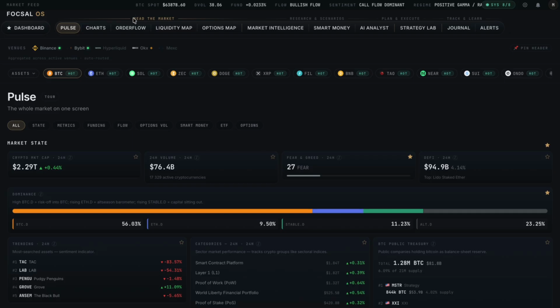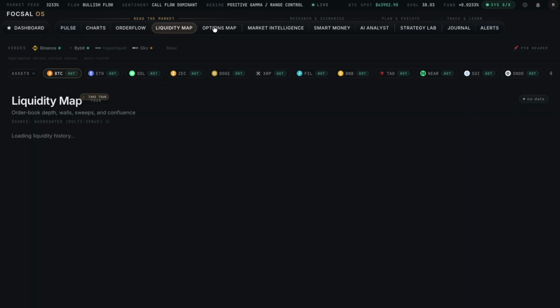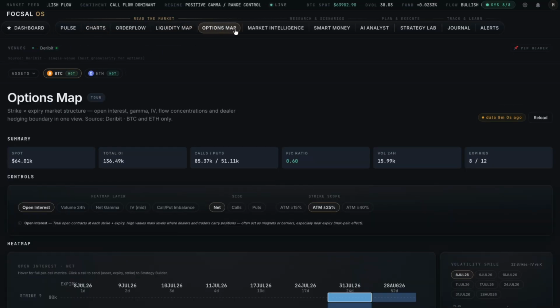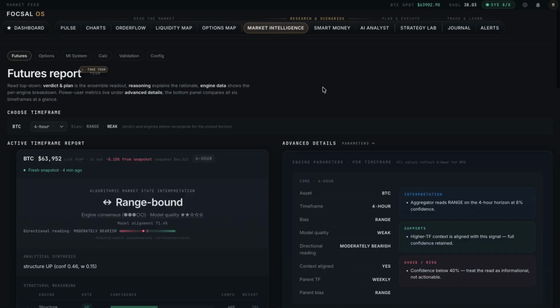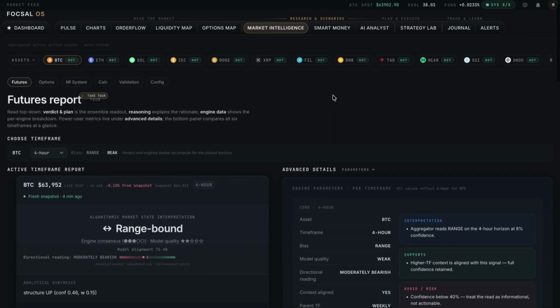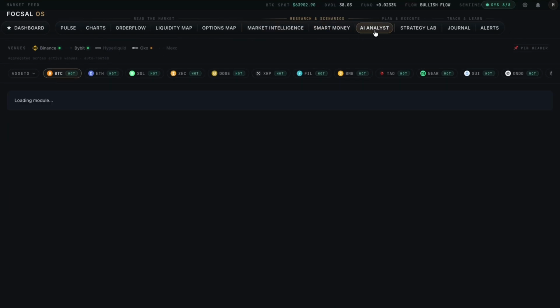All the navigation sits in one top bar, and it isn't a random list. The modules are grouped by what you're actually doing in the market. The first group is reading the market. This is where you check the state of things, what price is doing, liquidity, options, order flow. Your starting point every day. The second group is research and scenarios.